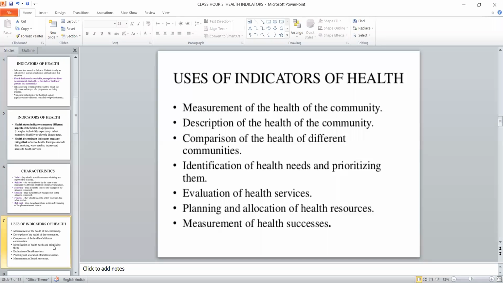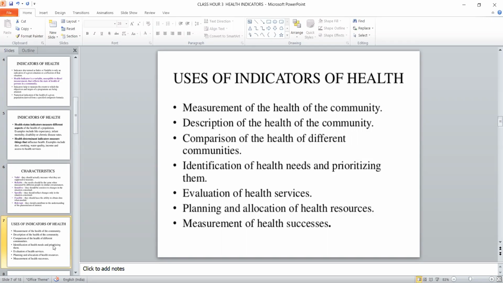Once you know what the use or outcome is, and how to be relevant for the current situation, then it is easy to understand the concept. For that, I have listed 6 or 7 points, the uses of indicators of health. First of all, it measures the health level of the community. We should know what our health state is.